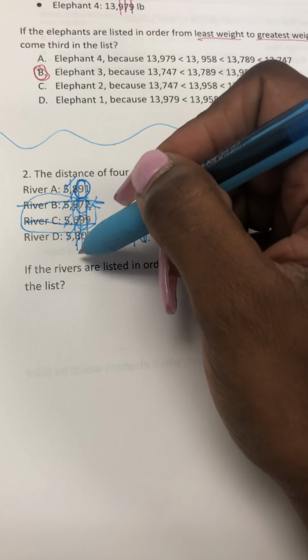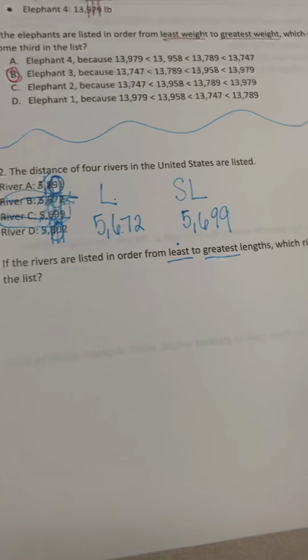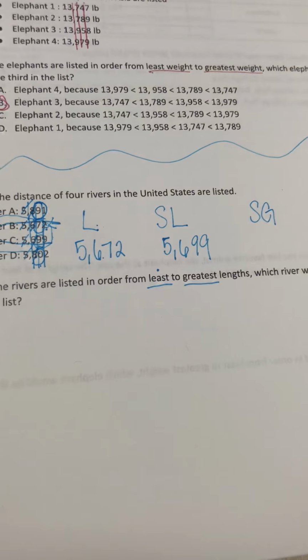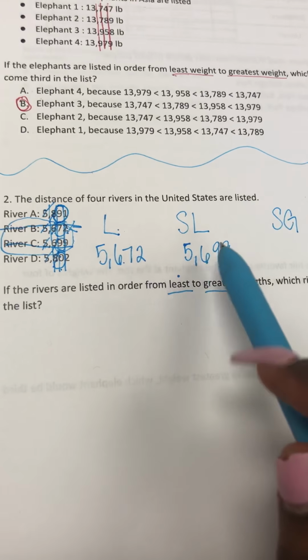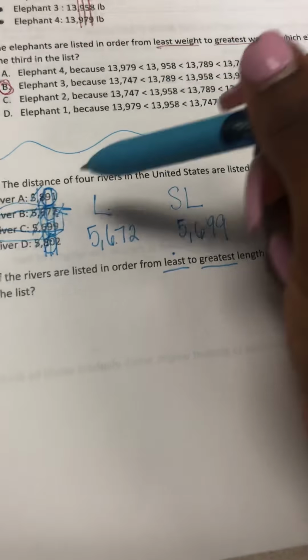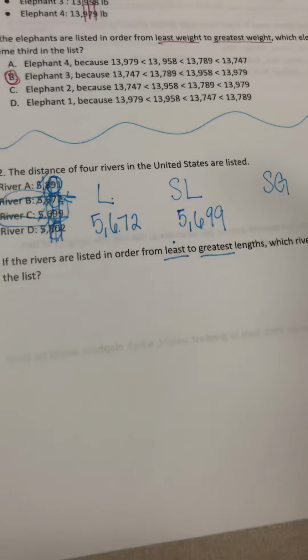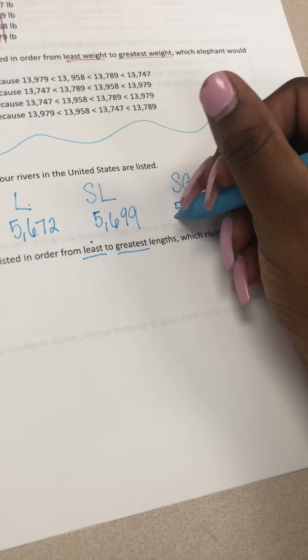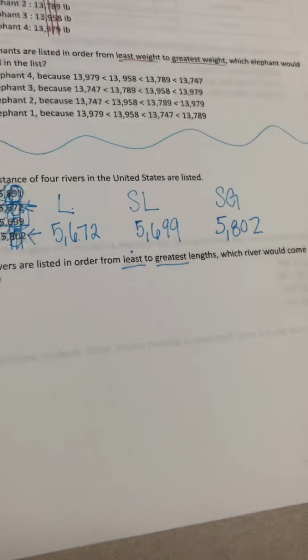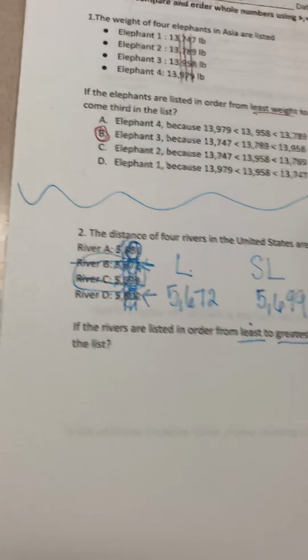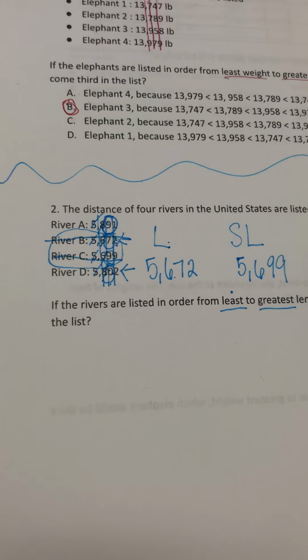I have a 9 and I have a 0. After the second least, we have the second greatest. And I know that the 0 is less than the 9 in the tens place. So this number with the 0 in it is the third number in my order. The last number is my greatest, the 5,891.